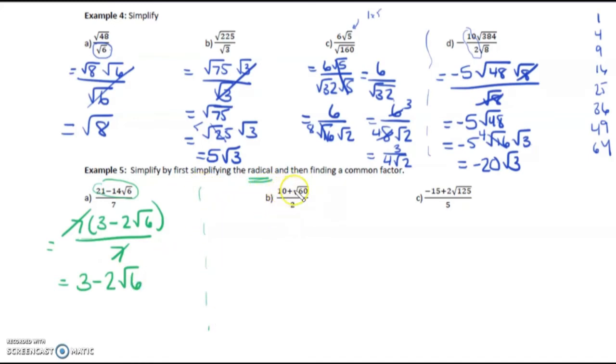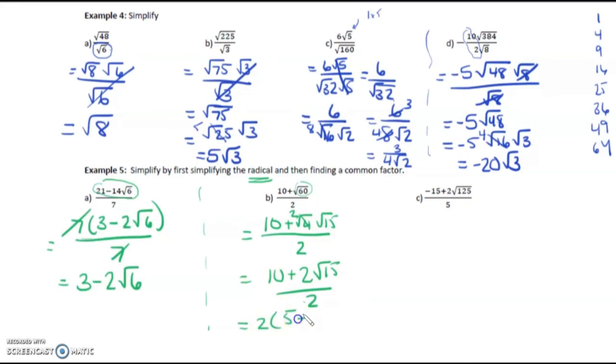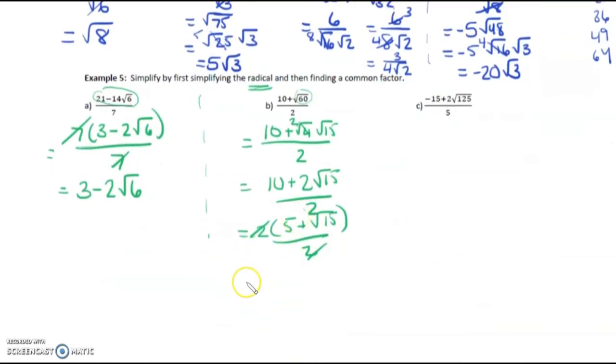Okay, what can we pull out of 10 and then 2 root 60? Well, let's see what we can pull out of root 60. Okay, so 60 divides by 4. So root 4 root 15. So we have 10 plus 2 root 15 divided by 2. Now we want to get rid of the 2, so let's factor 2 out of the top. And we get 5 plus root 15 over 2. We can simply cancel those 2's out. And we're left with 5 plus root 15.